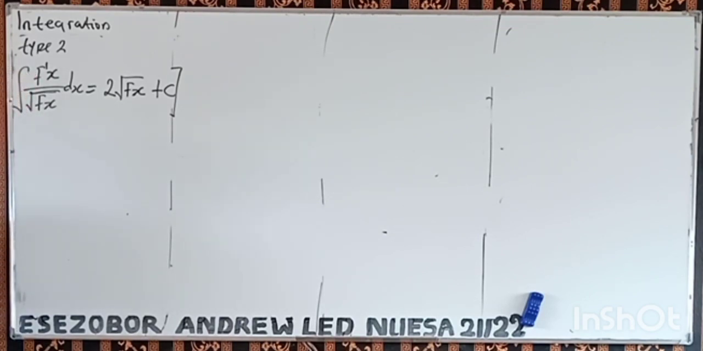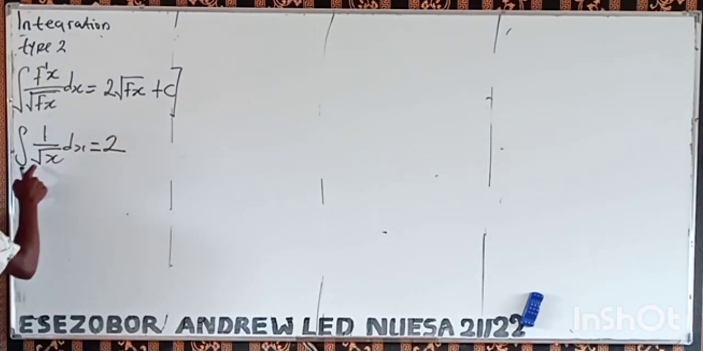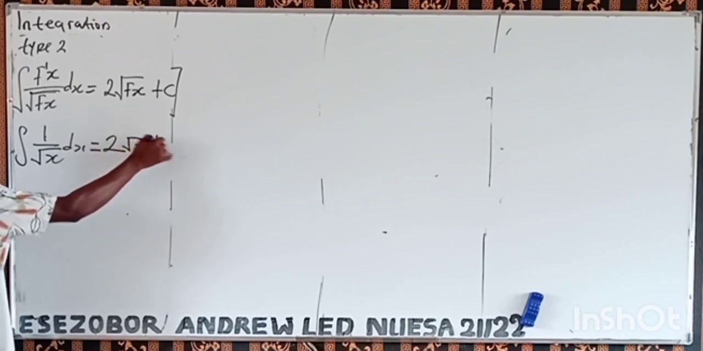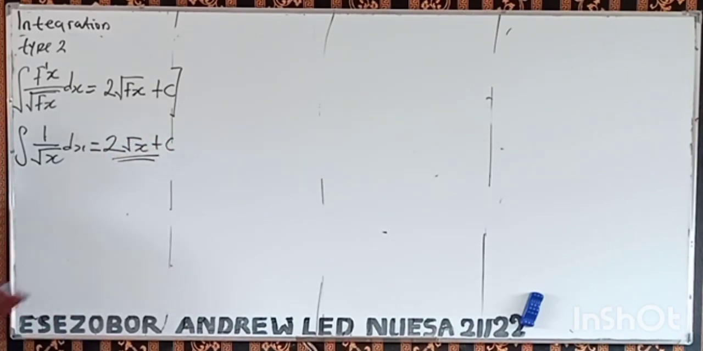If you have a question, for example, let's say we have 1 over root x dx. If I differentiate x, I'm going to have 1. That's what I mean: what I differentiate is what is inside the root of the denominator, and that becomes the numerator. The final answer becomes 2 times the denominator plus c. This one can become 2 times, what is the denominator? Root x, plus c. That becomes the answer.